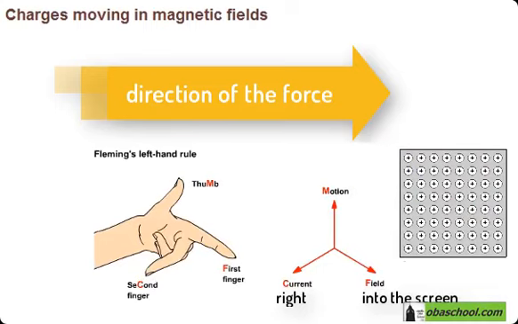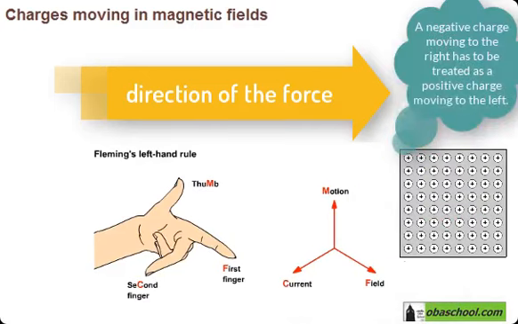Now, can we get the result for the negative particle? A negative charge moving to the right has to be treated as a positive charge moving to the left. And so applying the left-hand rule, we get that the movement of the charge is downward.